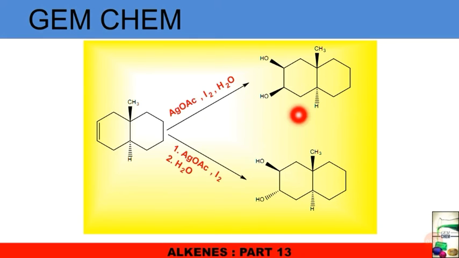Now this is one of the examples. Here you can see that a double bond is present. As you add AgOCOCH3, iodine and water, then in one step only there is formation of the syn-diol. But when the water is added in the next step, we get the anti-diol.